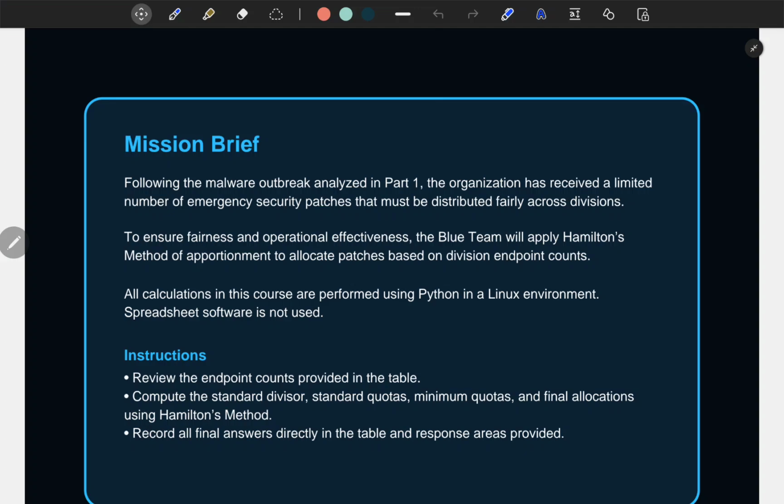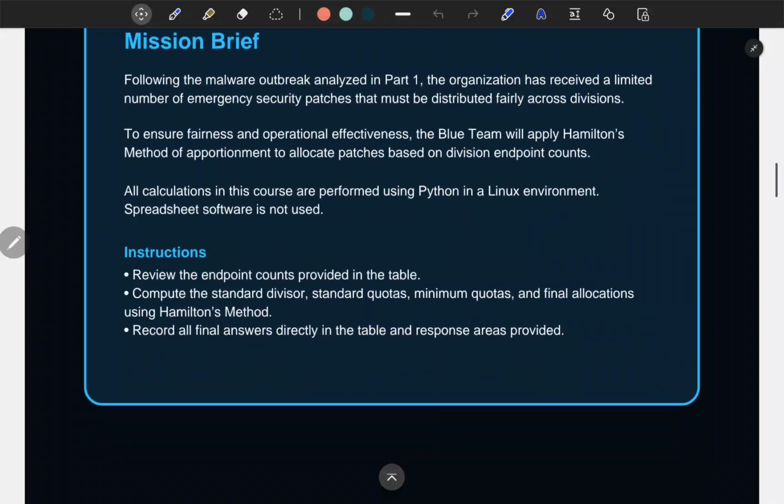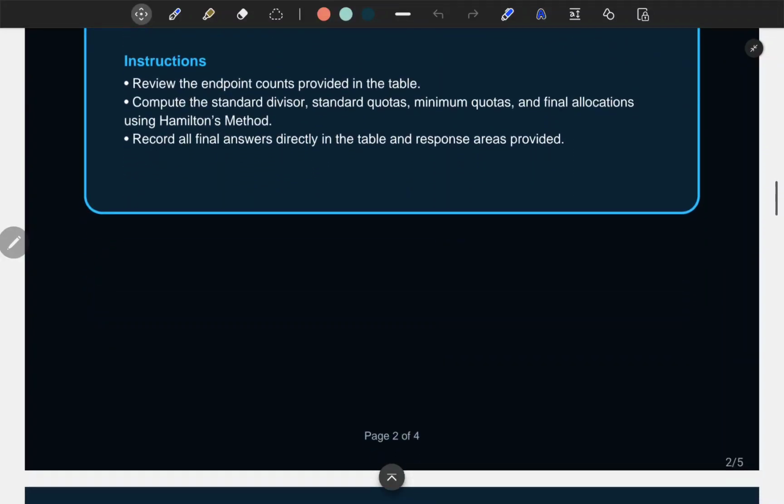All the calculations in this course are performed using Python in a Linux environment. Spreadsheet software is not used. In the lecture video, I showed you some pretty cool ways to use Python to help with the calculations of the table. We could even build our own table. You're not required to do that. I even showed you some automation tricks to help with the repetitive parts of the apportionment table, right? So be sure to watch that video. Real helpful for this.